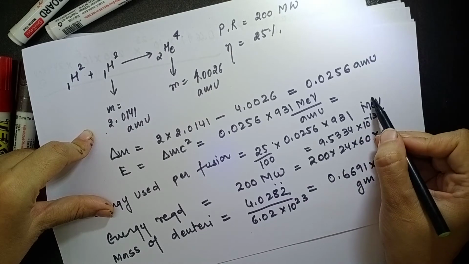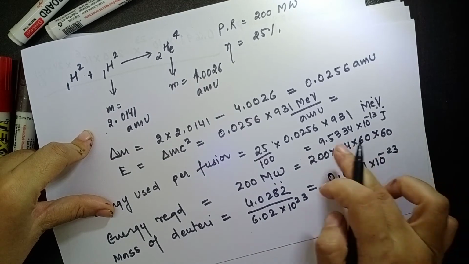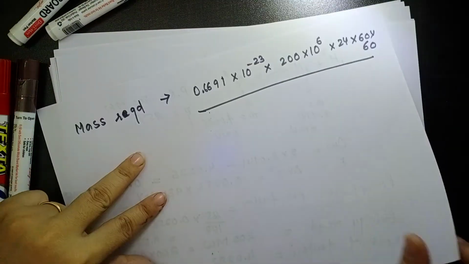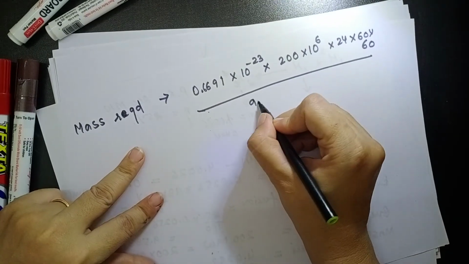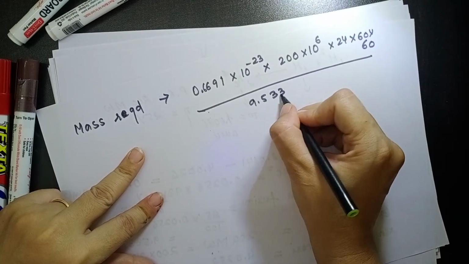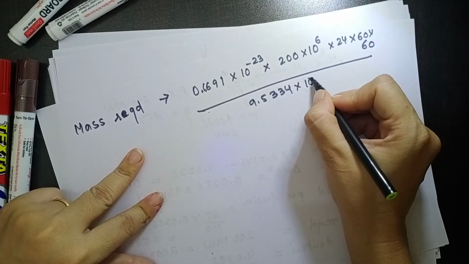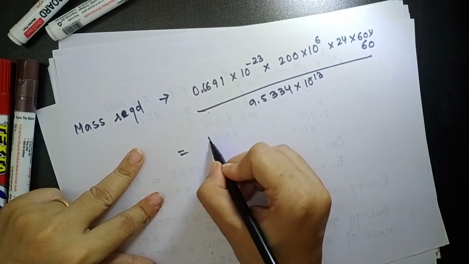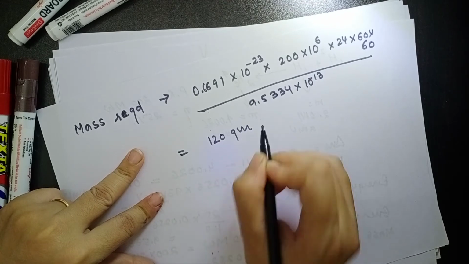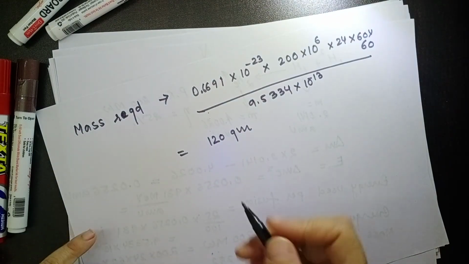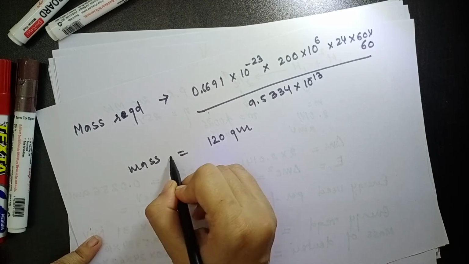Mega is 10 to the power 6, and electron volt is 10 to the power minus 19. So this gives me this. I am dividing the energy required by the energy of one fission. Solving this gives me 120 grams. Okay, that's it. Thank you. So my answer is that the mass is 120 grams.